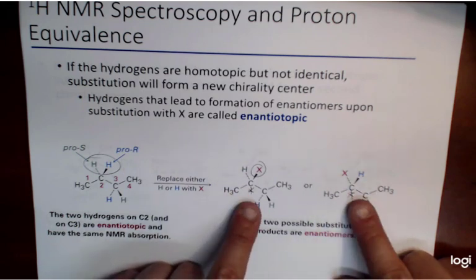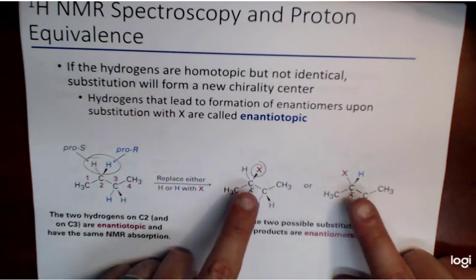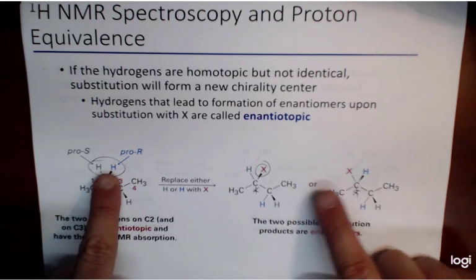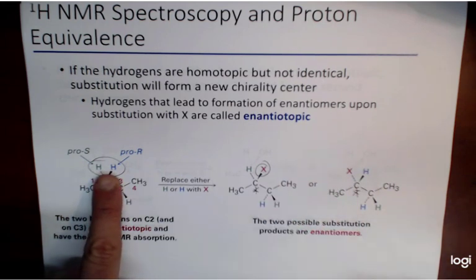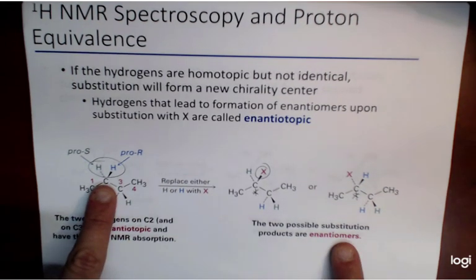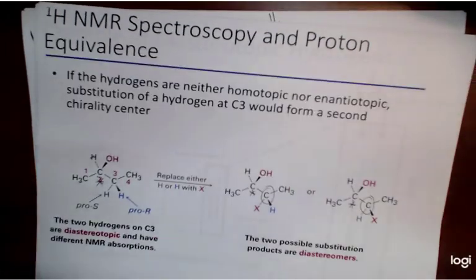Now, when we look at this product, we went from no chiral center to the creation of a new chiral center. So we would consider those hydrogens that we replaced with the X to be enantiotopic hydrogens. Okay, in replacing them, we created a pair of enantiomers. All right. Next up, we have diastereotopic.